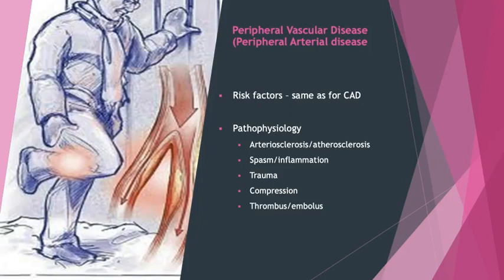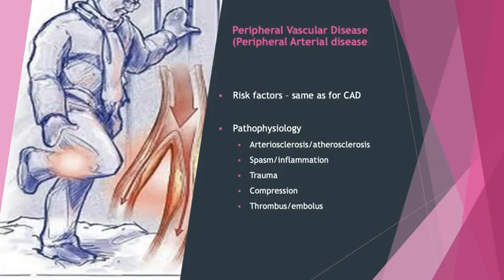Now we're going to discuss peripheral vascular disease or peripheral arterial disease. The risk factors are the same for patients that have coronary artery disease, so patients that are smoking, they have hypertension, they have high cholesterol. Likely if you have atherosclerotic changes anywhere in your body, because it can occur in any artery, you have them in your heart and or other places in your body.